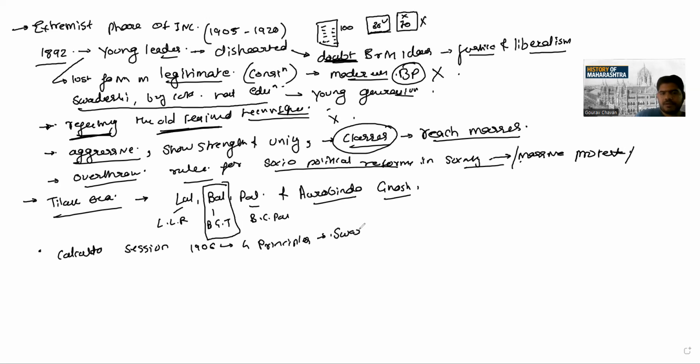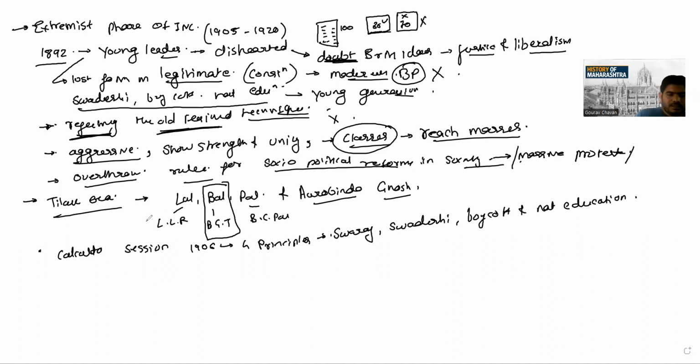First one was Swaraj. Second one was Swadeshi. Third basic idea which they promulgated was boycott, and fourth one was national education. We'll come back to these points later, but as of now, just remember the four principles on which the extremist ideology was based and which were accepted by the Congress in the Calcutta session: Swaraj, Swadeshi, boycott, and national education.